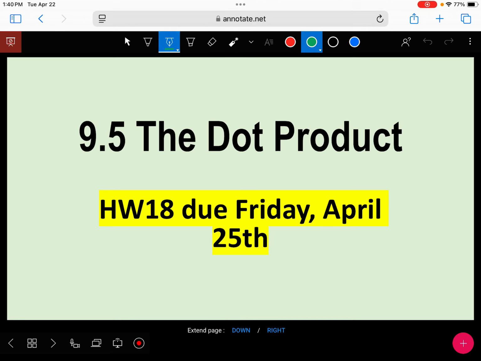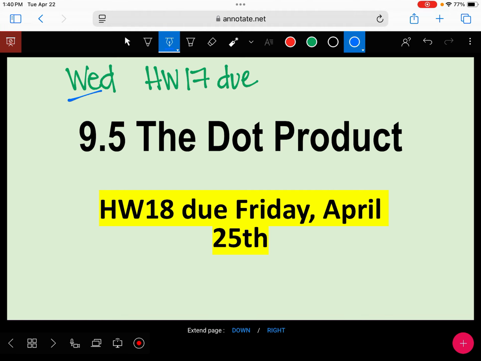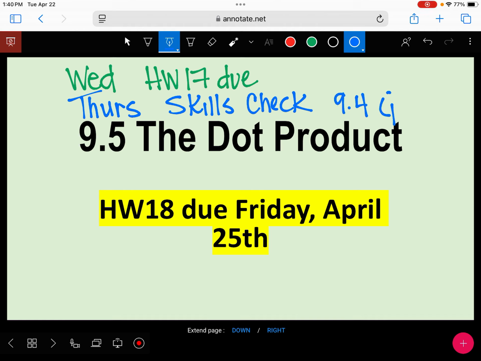Week, tomorrow, which is Wednesday, homework 17 is due. And then on Thursday, we have a skills check. And that skills check is over 9.4, which is pages 1 through 4 in your notes. And then on Friday, homework 18 is due.